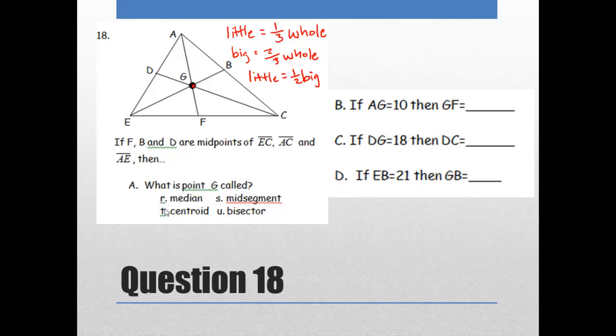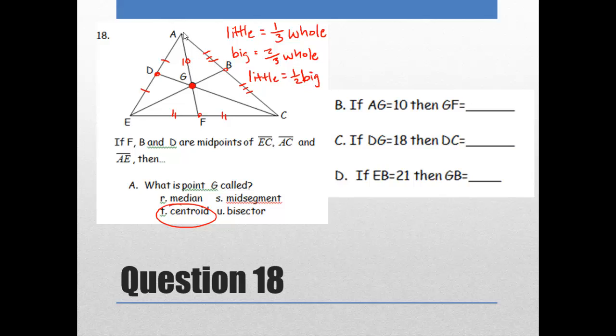Oh, by the way, the answer to this one is centroid, because it says these are midpoints. So D is a midpoint, B is a midpoint, F is a midpoint. That would make those segments medians. So BE is a median, DC is a median, and AF is a median. So therefore G is the centroid, the point where all your medians connect. And the median goes from a midpoint to a vertex. So point G is the centroid, and over here we're saying AG is 10.